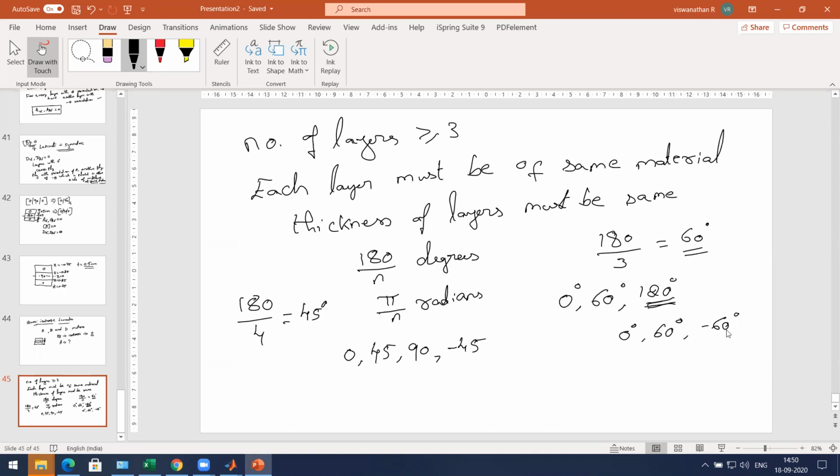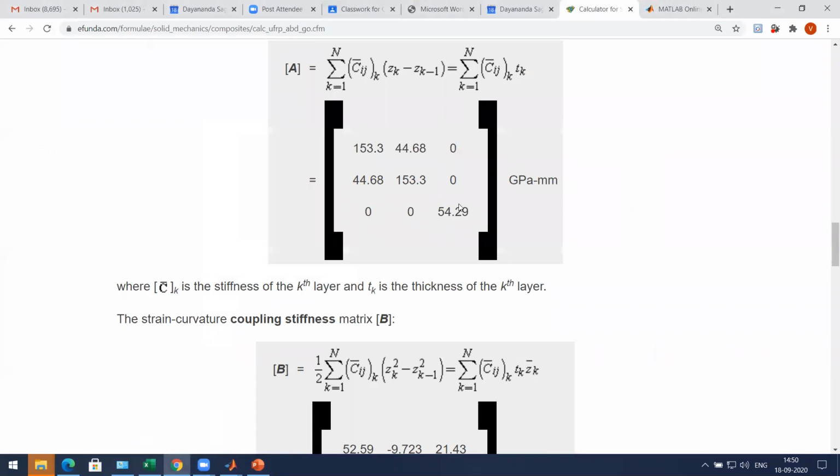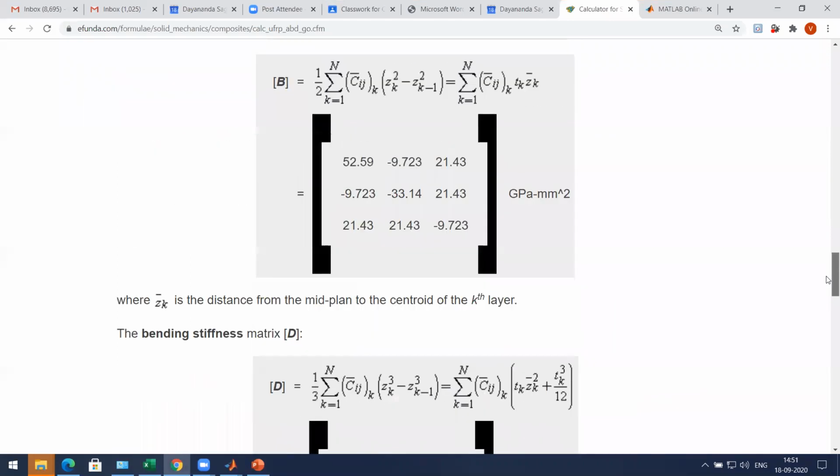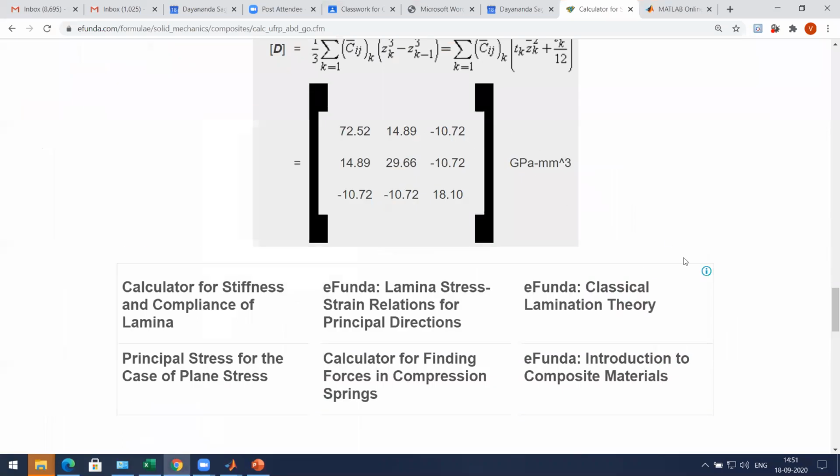If it is 3 layers, then it will be 0, 60, 120, and 120 can be written as minus 60. In this case, it is 0, 45, 90, and 135, and 135 can be written as minus 45. So this is how you come up with a quasi-isotropic laminate, which behaves like an isotropic material for in-plane loads. But when it comes to bending, it doesn't behave like isotropic.